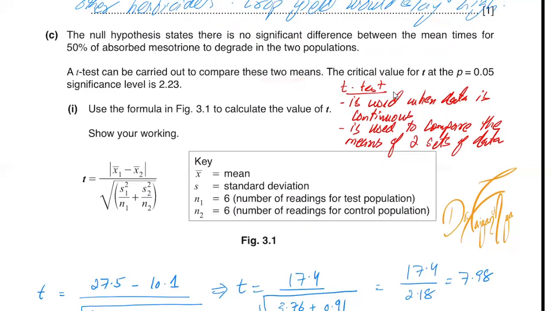The critical value of the t-test at p 0.05 significance level was 2.23. So this is the critical value. We know that in a statistical test, we are either given a critical value or we compare our calculated statistical value with the critical value. So this t-test formula is given to you.